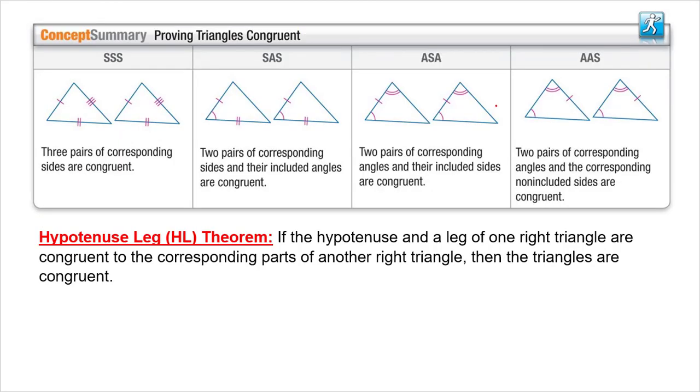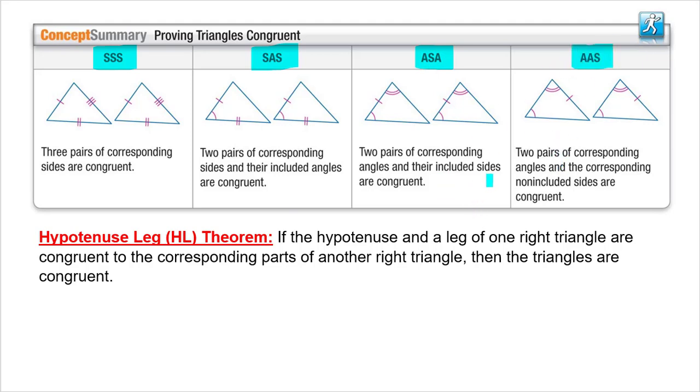So our ways to prove triangles congruent. This is kind of like a summary for you. We have side, side, side. Side, angle, side. Angle, side, angle. Those are all postulates. And then we have angle, angle, side.